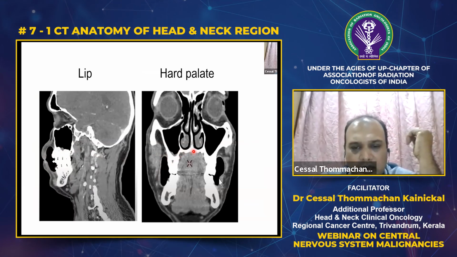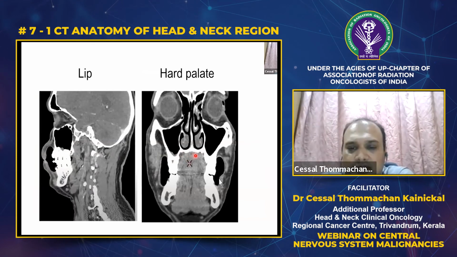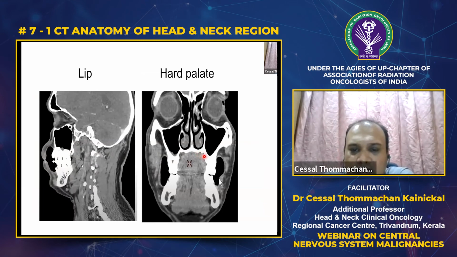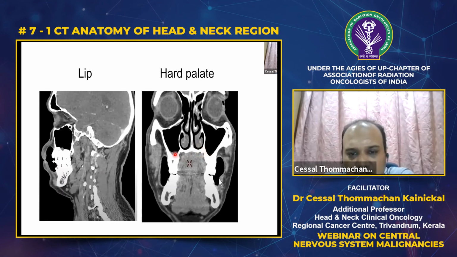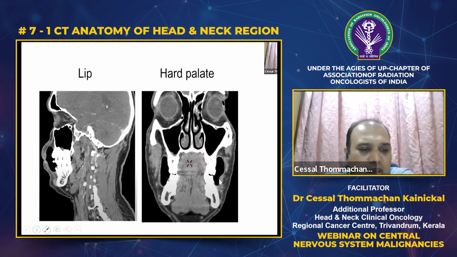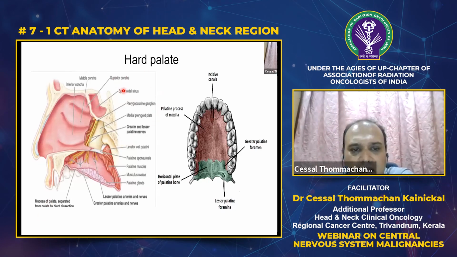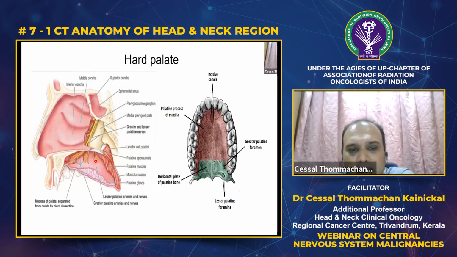Again, this is another picture. So this is the hard palate. You have to look at this area. This is a coronal view. If you have a lesion in the upper alveolus or the hard palate, and it is going into the maxilla, then it becomes T4. If it is going from the maxilla into the oral cavity, it is only a T2. So that's important.